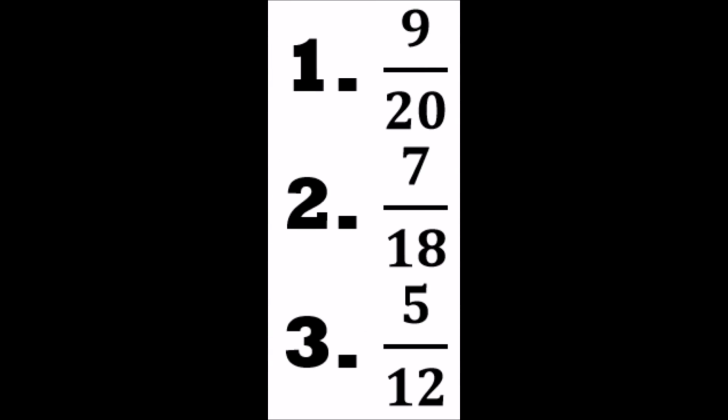Your answers were: 1 was 9 over 20, 2 was 7 over 18, and number 3 was 5 over 12.